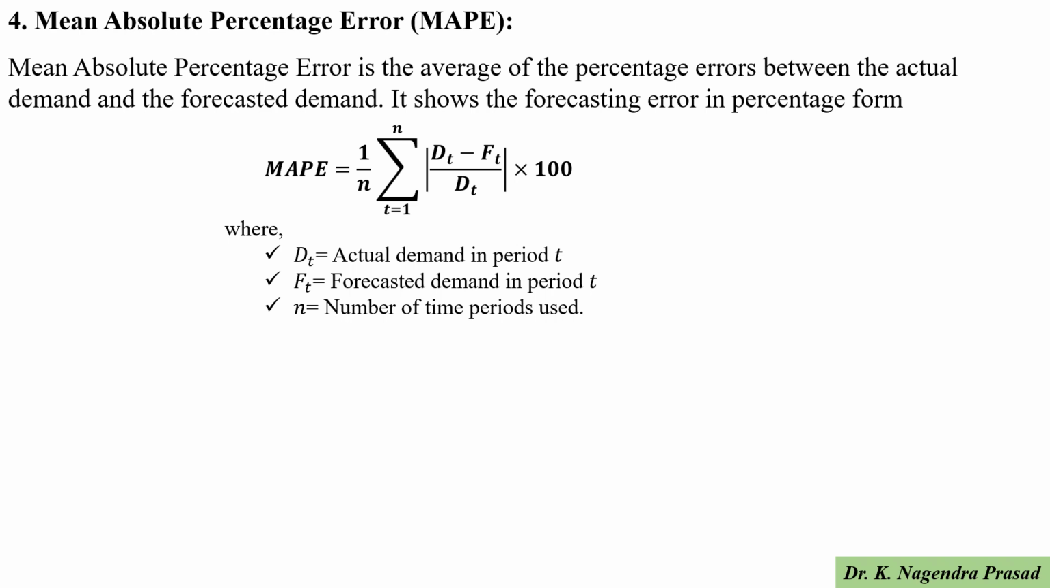Next we will discuss the mean absolute percentage error, MAPE. Mean absolute percentage error is the average of the percentage errors between the actual demand and the forecasted demand. So mean absolute percentage error shows the forecasting error in percentage form. So MAPE equal to 1 by n into summation of t equal to 1 to n, absolute D_t minus F_t divided by D_t, into 100.